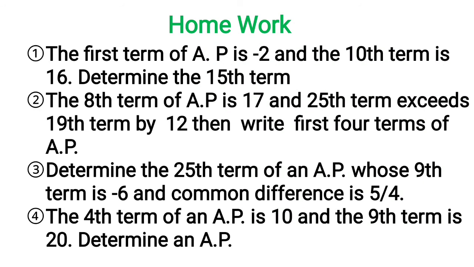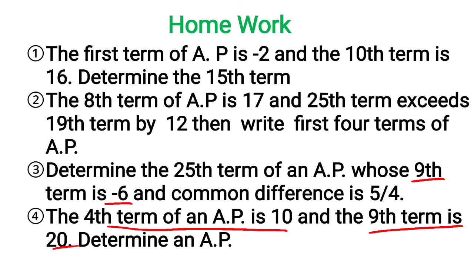Today I am giving 4 problems for homework. First question: the first term of an AP is minus 2 and the 10th term is 16. Determine the 15th term. Second question: the 8th term of an AP is 17 and the 25th term exceeds the 19th term by 12. Then write the first 4 terms of the AP. Third question: determine the 25th term of an AP whose 9th term is minus 6 and common difference is 5 by 4. And the fourth: the 4th term of an AP is 10 and the 9th term is 20.